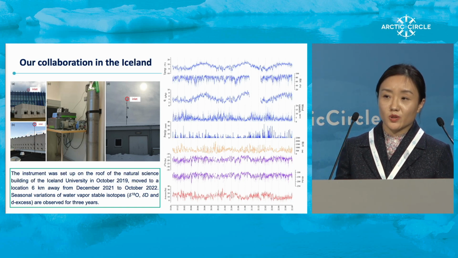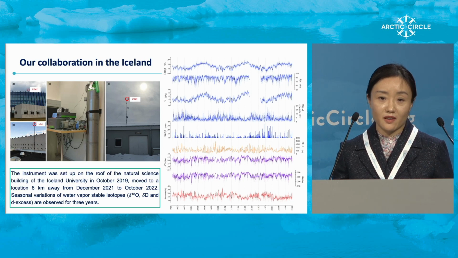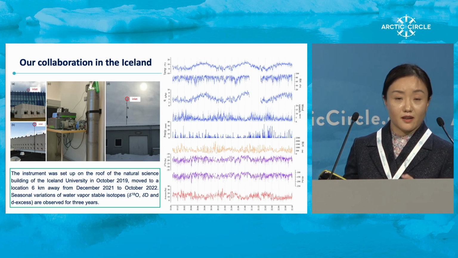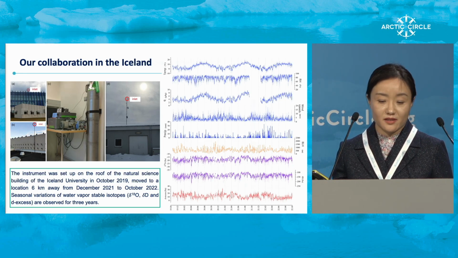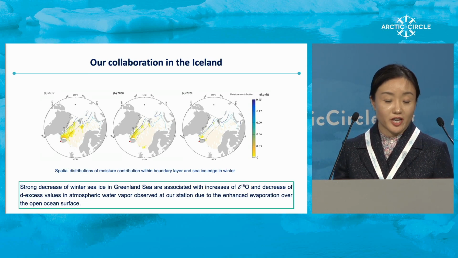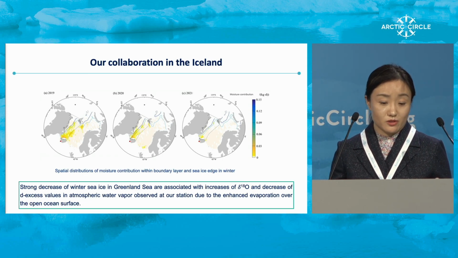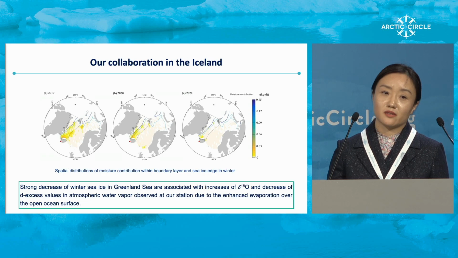This figure shows the 3-year continual observations of the vapor stable isotopes here. We can clearly see the dynamic cycles and also the annual variations. We try to understand the key processes leading to such variations. We found an unexpected influence of the sea ice on the moisture transport in this region.